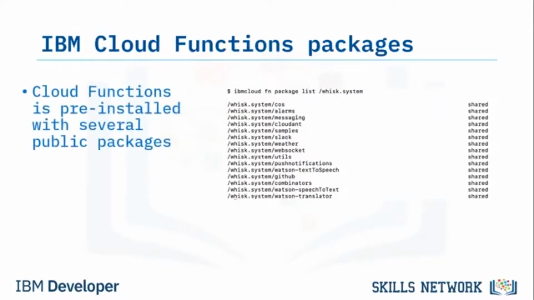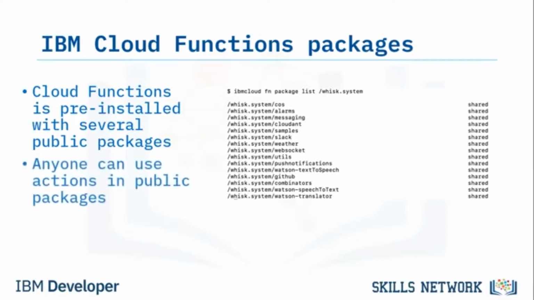IBM Cloud Functions is pre-installed with public packages. Public packages include trigger feeds used to register triggers with event sources. Public packages also include actions which anyone can use. Use the package list command to display the packages available in a specific namespace. The commands displayed on screen here list the packages available in the whisk.system namespace.